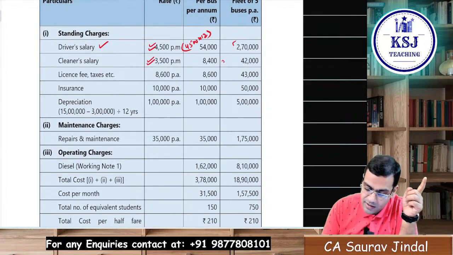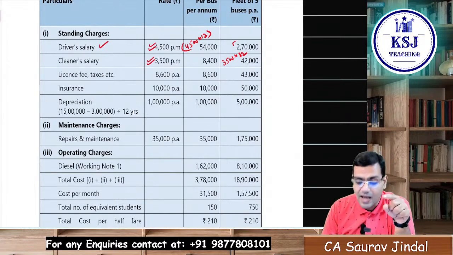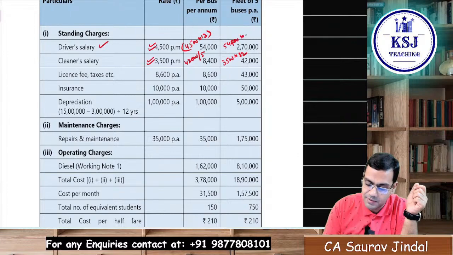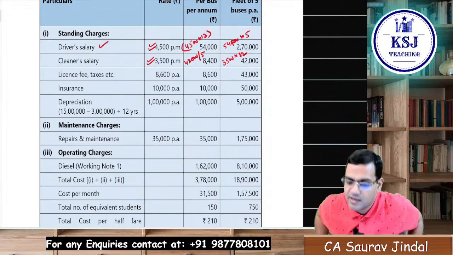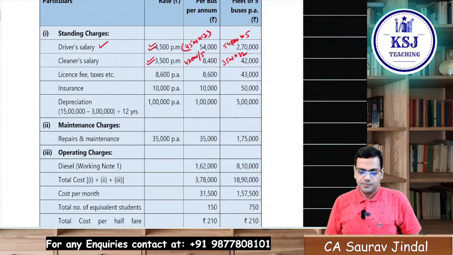So we'll do here 3,500 multiplied by 12 months to convert it annually. So here we will do 42,000 divided by 5. Clear? Here it will be 54,000 multiplied by 5 buses. This is important, sir, regarding the driver and the cleaner salary. This is going to be the difference, right?